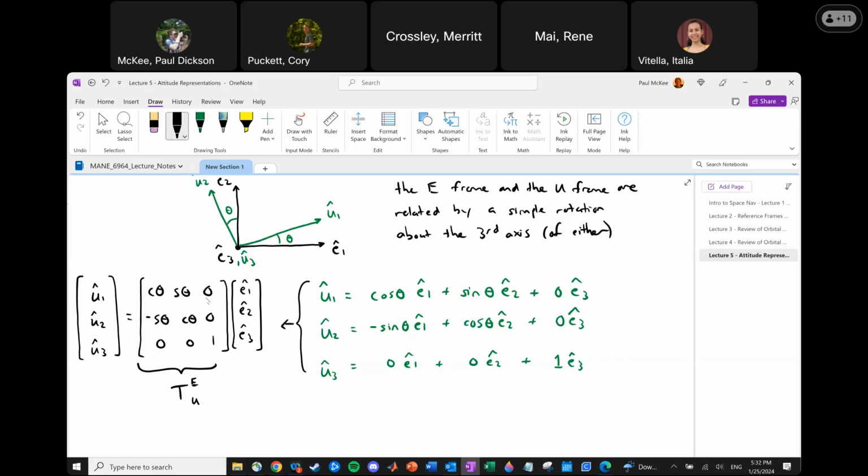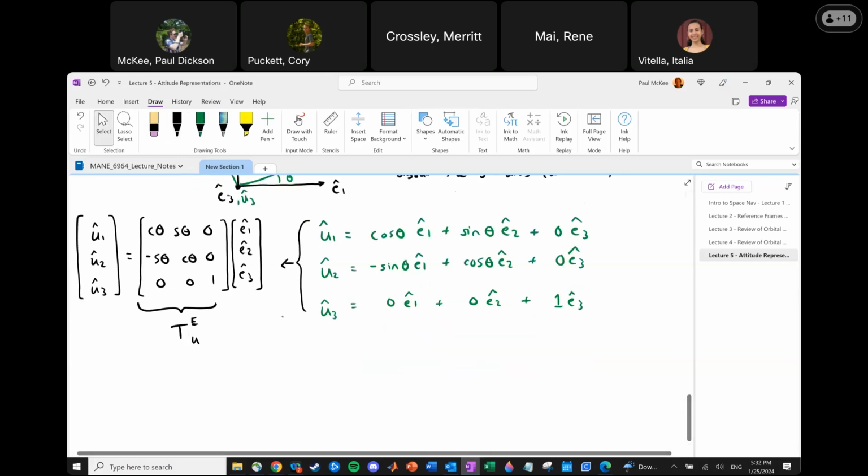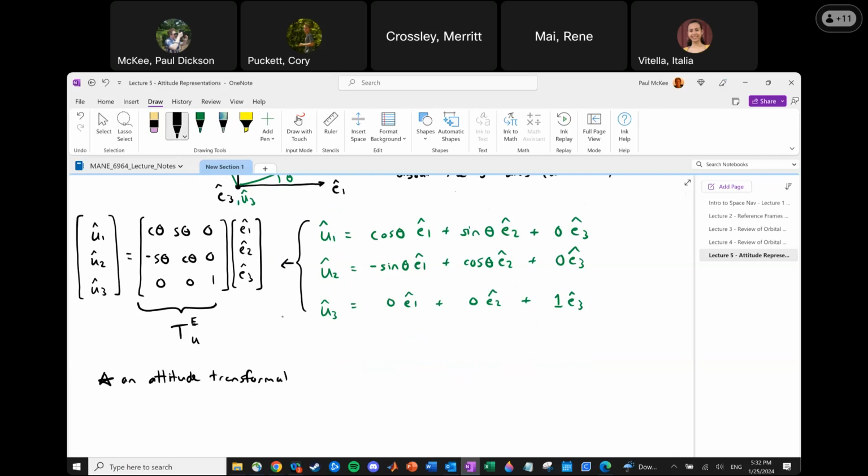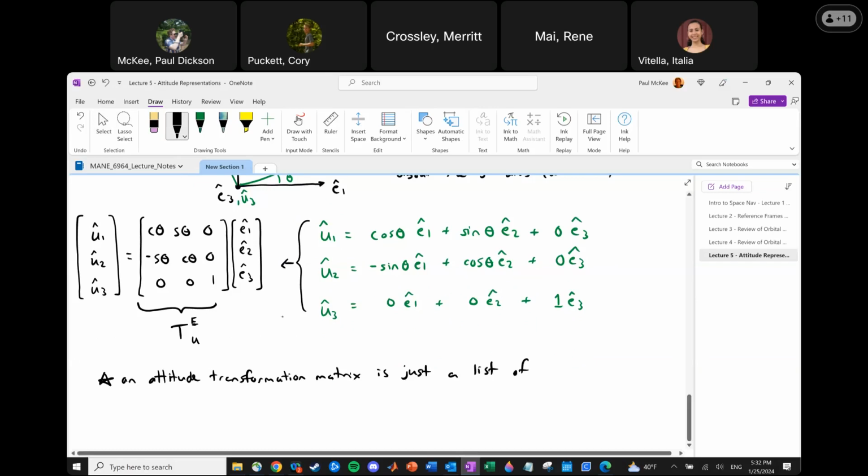And so what this means, for everybody, and this is crucial, is that an attitude transformation matrix is just a list of basis vectors.